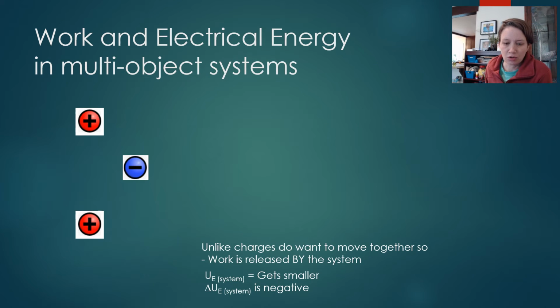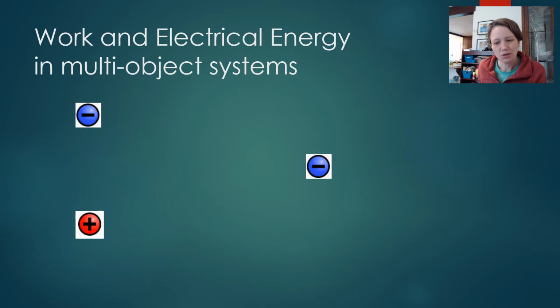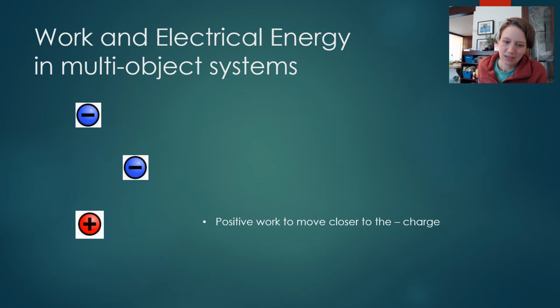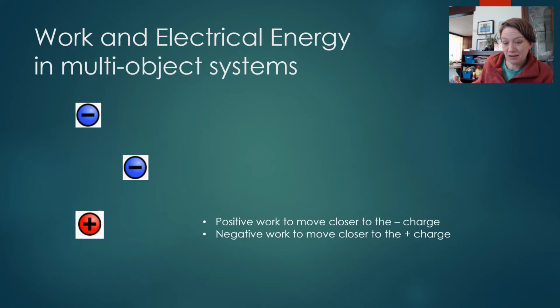And that means the electrical potential energy of the system is going to go down, or delta UE for the system is negative. You also could have a situation where you take a charge and you move it closer to a like charge and at the same time closer to an opposite charge. So it's going to require positive work to get closer to the negative charge in this case, but it's negative work to move closer to the positive charge.